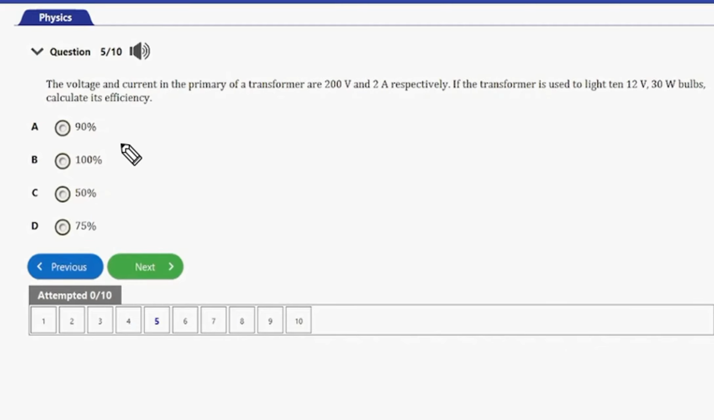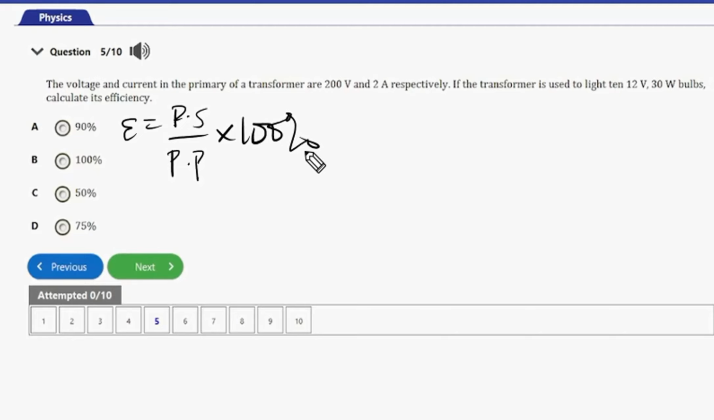So guys, the next question we have here is question number 5 here. It says the voltage and current in the primary of a transformer are 200 volts and 2 amps respectively. If the transformer is used to light a 12 volts and 30 watts bulb, calculate the efficiency. So guys, this is how we are going to calculate for the efficiency. We are going to have the efficiency to be the power of the secondary over the power of the primary, then times 100%.